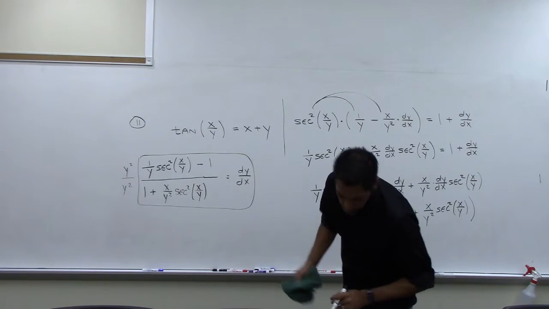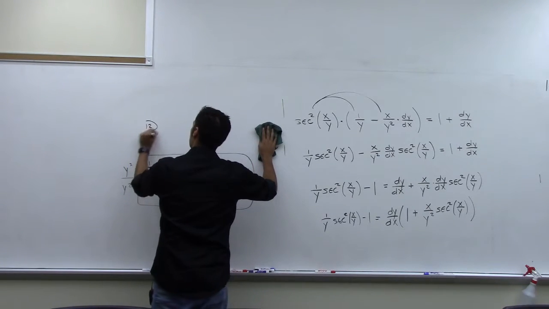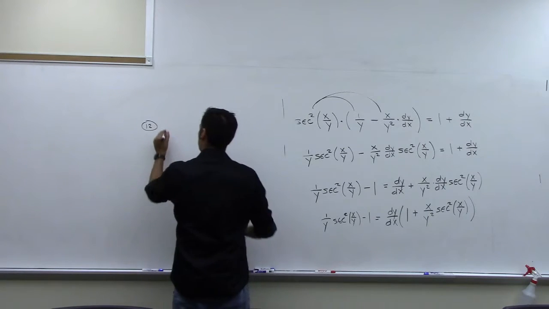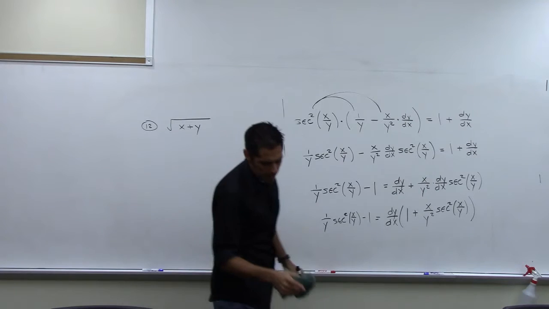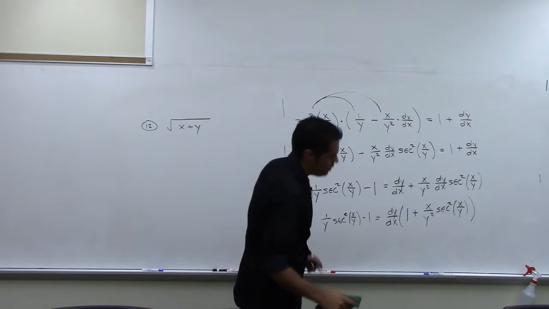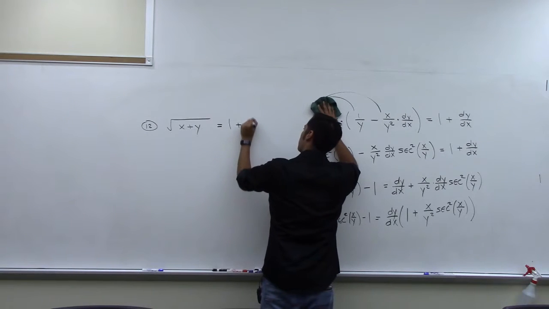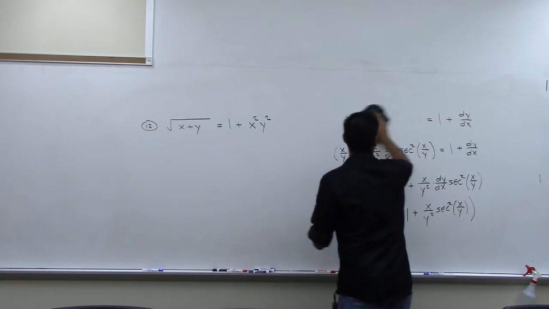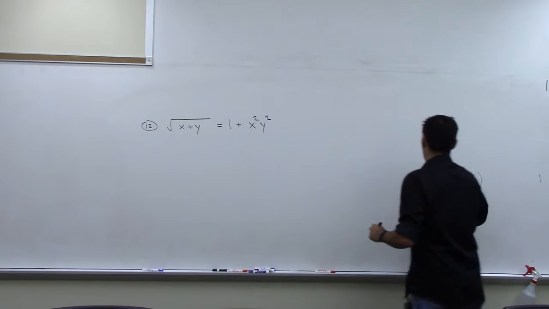All right, 12. Square root of x plus y equals 1 plus x squared y squared. All right, on the left side, we have root of something, which means we have chain rule.